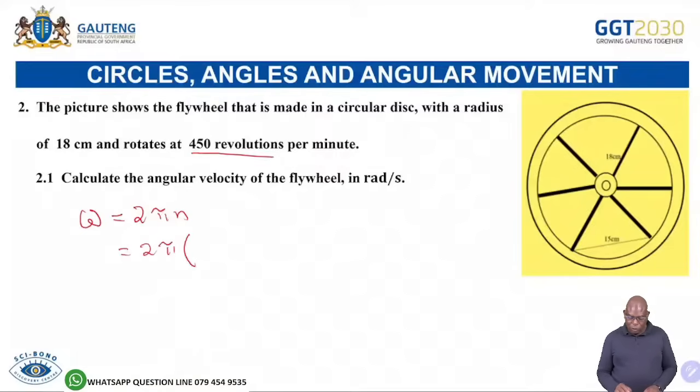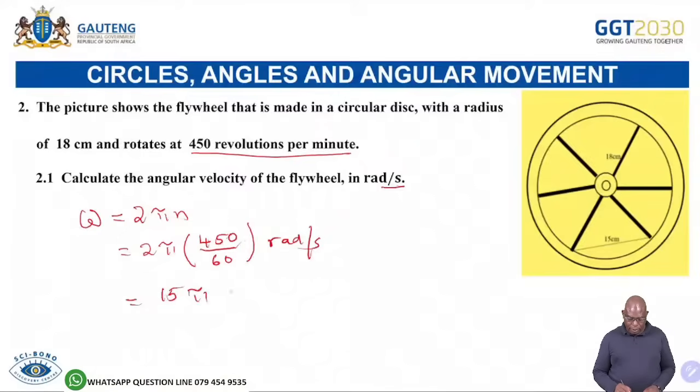Then you just substitute 2 pi. Remember, the revolutions are given per minute. We want it per second, radians per second. So you just divide it by 60. Then you have got your radians per second. So I think the answer is 15 pi radians per second. That's all that you do. 3 marks, 3 simple, straightforward marks.